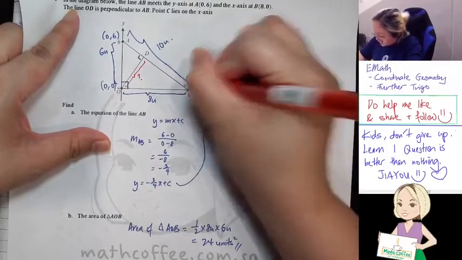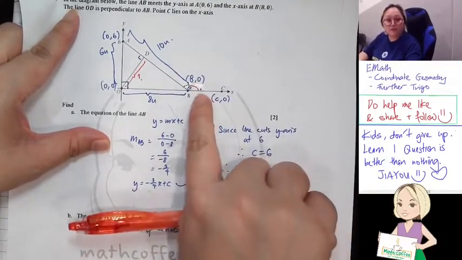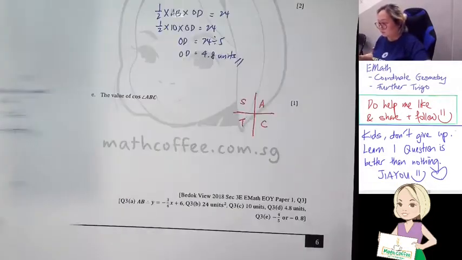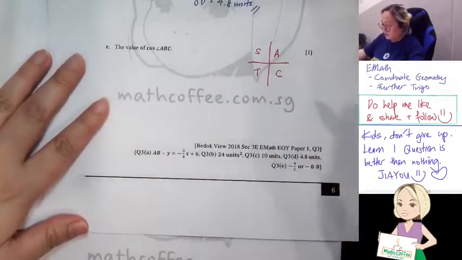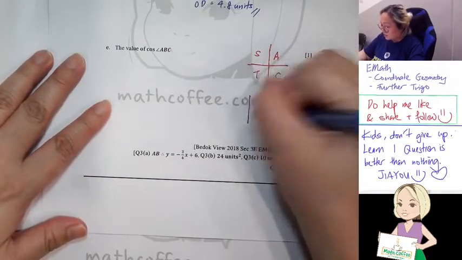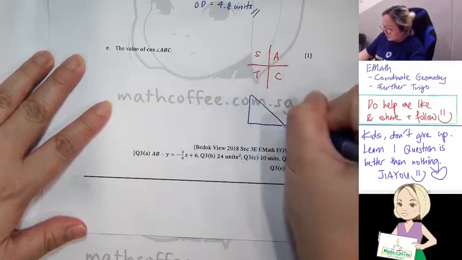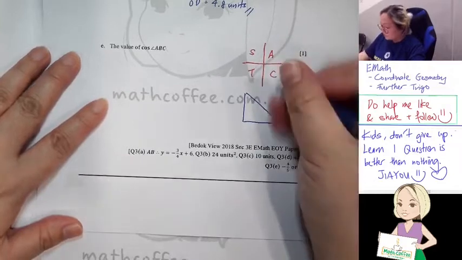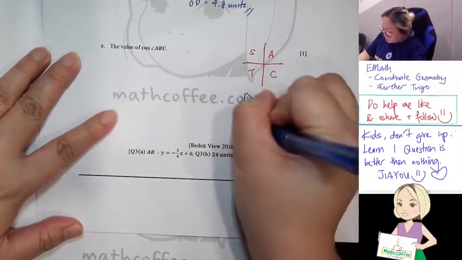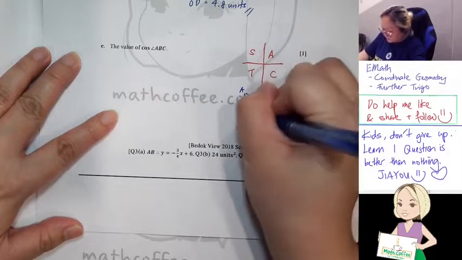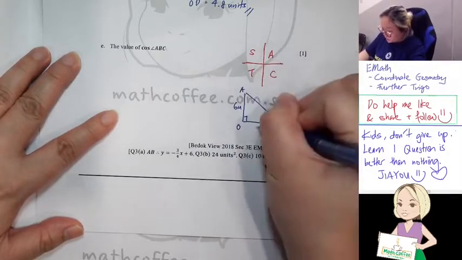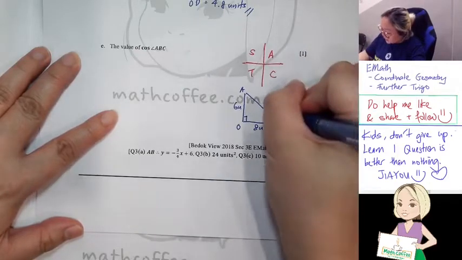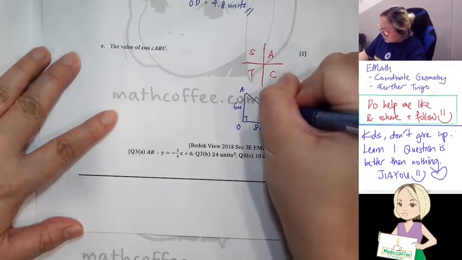This angle, they're referring to this angle reference. So if I'm going to draw it out, see how I draw? I draw out this triangle. This is the angle that they're talking about. This is B, this is O, this is A. This was 6 units, this was 8 units. And I'm going to label this as theta.